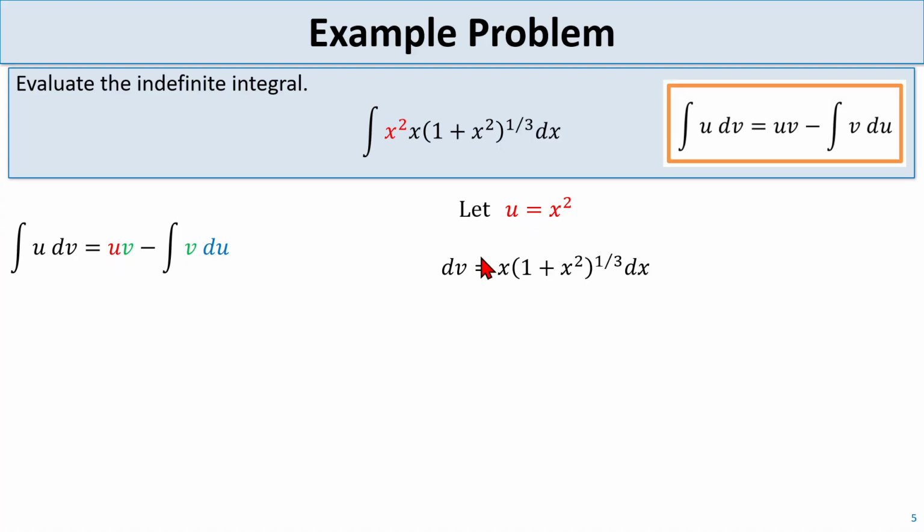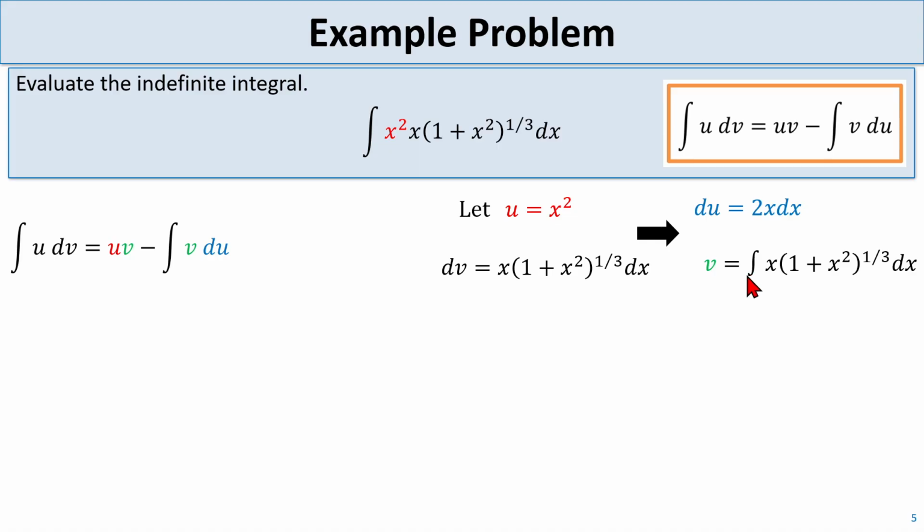Now that I've chosen u and dv, I can find du and v. Here, du is just 2x times dx. Finding v is a little bit more challenging because we need to integrate this function. However, you can compute this integral by using the method of substitution.